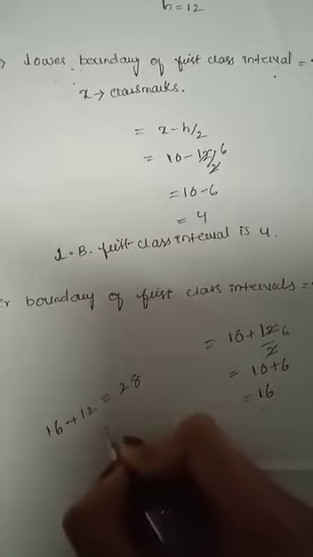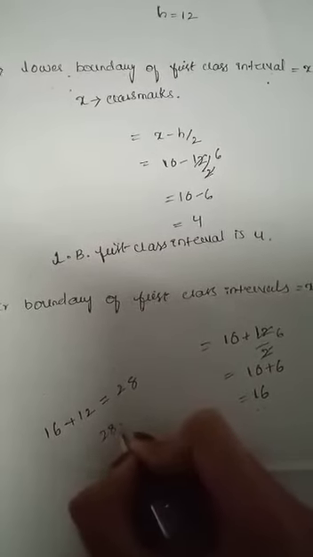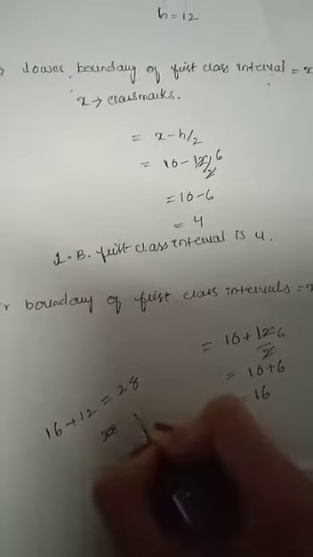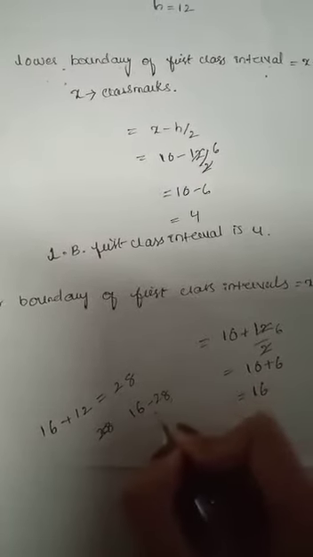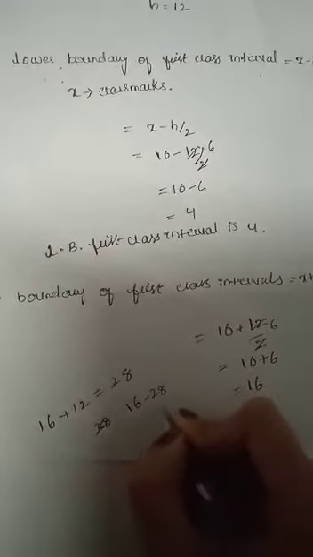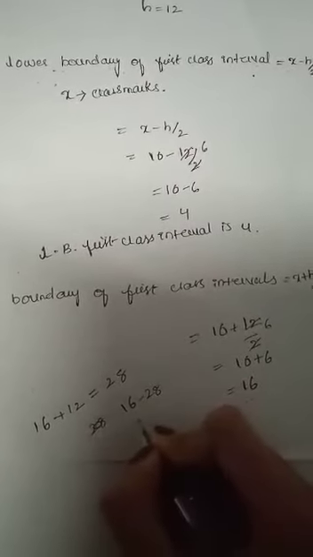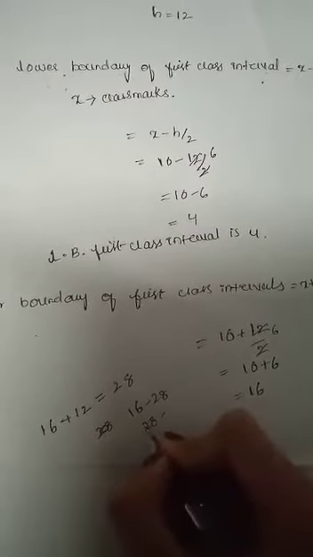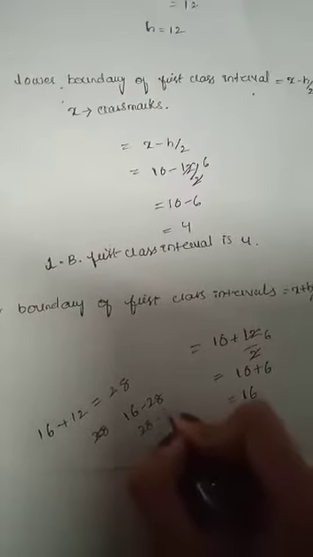So our class interval starts with 16 to 28. It is our class interval. Next we should write 28. Next plus 12. 28 plus 12, 40.